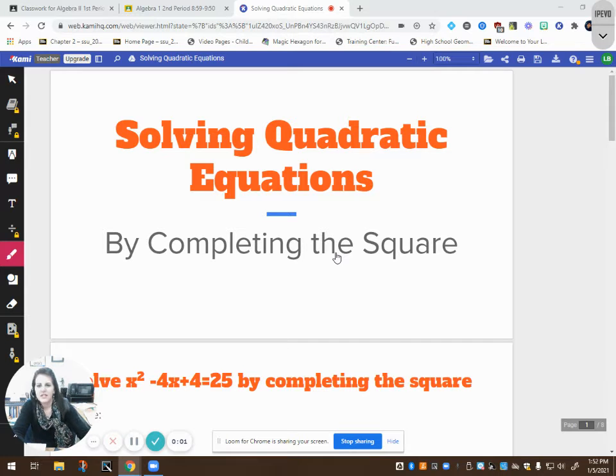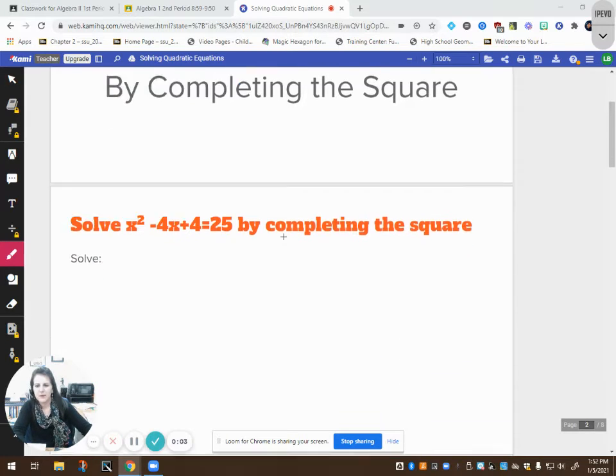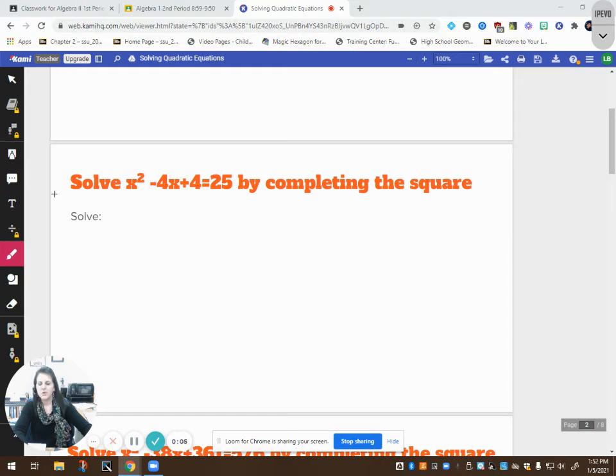Hey guys, let's jump right into solving quadratic equations by completing the square. We've already talked about this a little bit when we did the review in class and in some of our previous lessons, but let's look at how we would do this. So we want to factor this side of the quadratic.